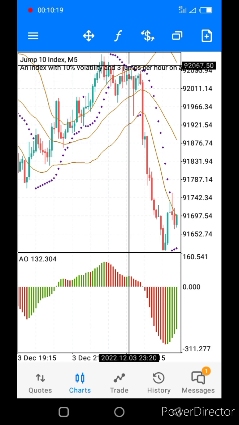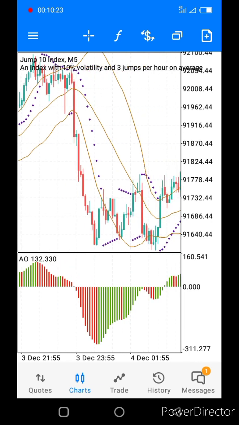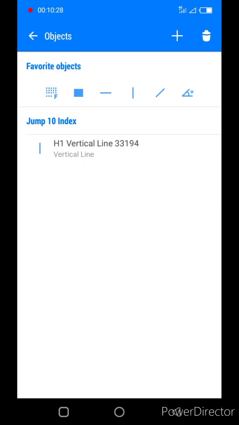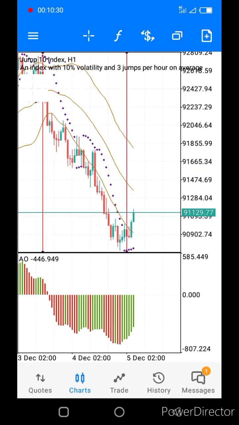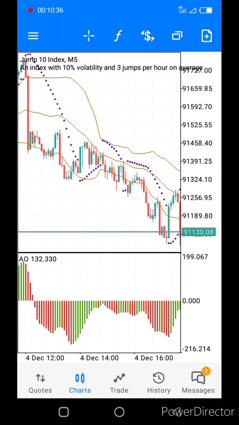And what happened here after this pullback? We have another sell signal. Let me cover where we have the change in trend on 1 hour. So I'm putting it here. So we are here to get there. So let us go back to 5 minutes and keep checking.